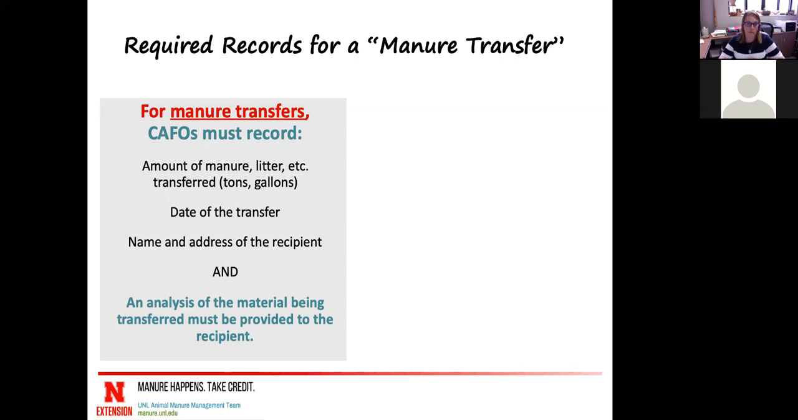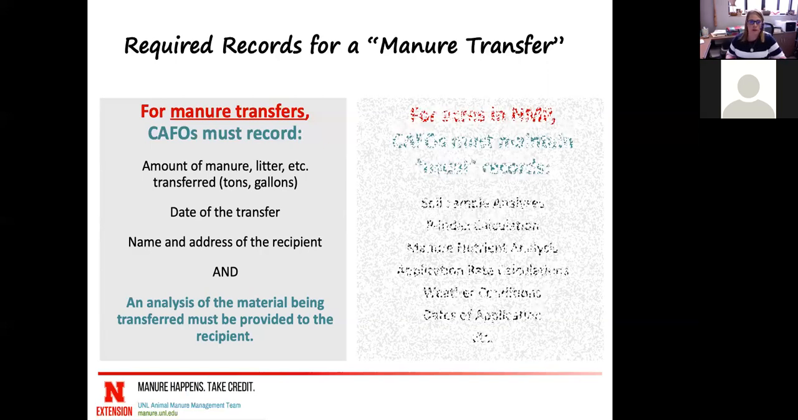And although that person taking the manure is not necessarily regulated under any permit on how they land apply it, so they don't necessarily have a nutrient management plan that dictates how they apply it, they should have that analysis available so that they can make a decision that is agronomically suitable for where they're using the manure.